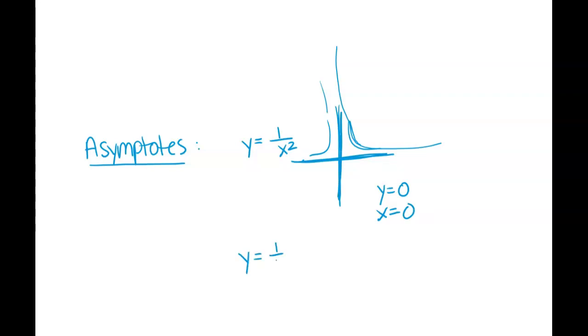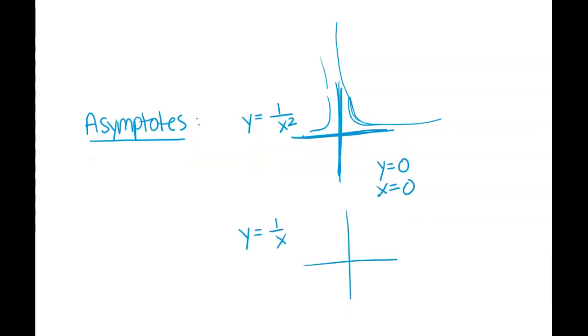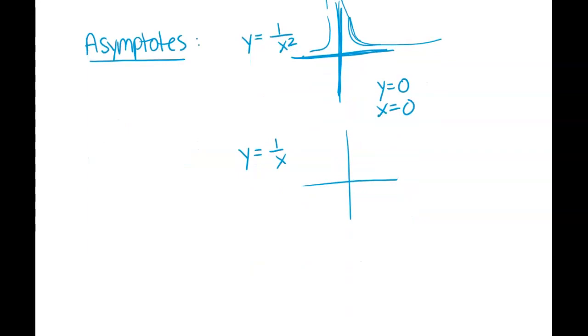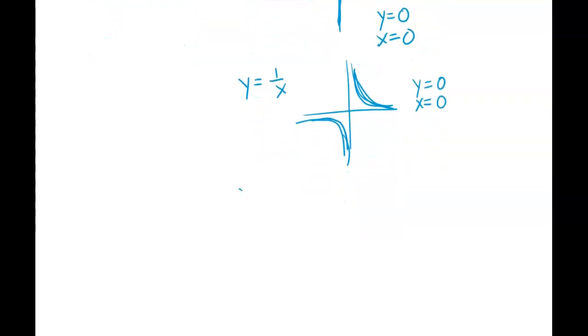For y equals 1 over x, sorry for my messy notes here, which looks like this. It's the same asymptotes. You know, it's up here and down here. They're in different spots, but the x-axis is still being approached and the y-axis is being approached. So this is still x equals 0 and y equals 0 for our asymptotes. And keep in mind y and f of x are the same thing, right? Doesn't matter. It's just different notation.